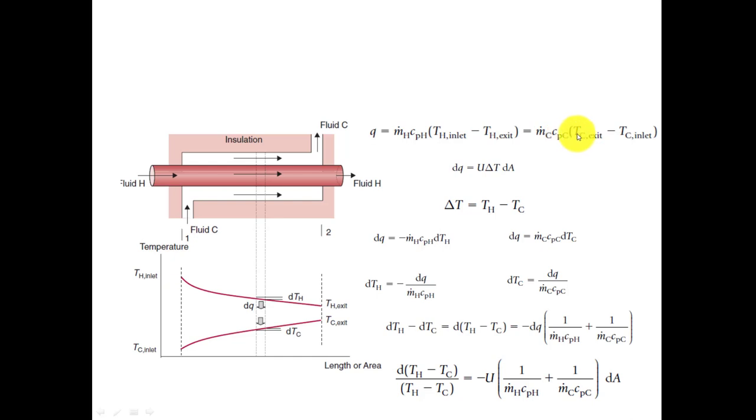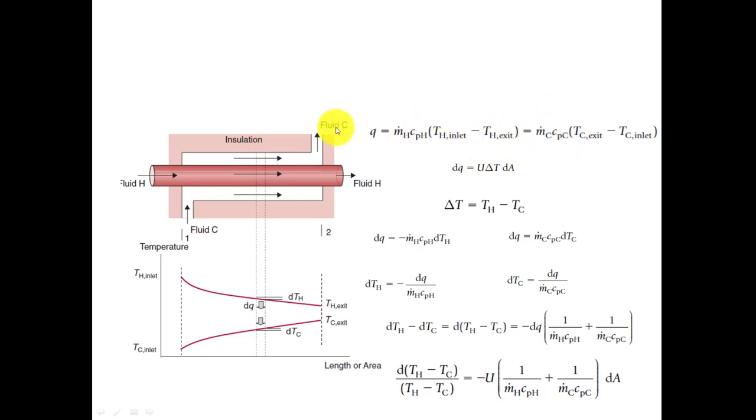mc Cpc del Tc exit, because here the temperature is high, no? In this case we have taken inlet minus exit. In this case we will take exit minus inlet. Fine. So these two portions of the equations indicate that this is the energy lost by the hot fluid and this is the energy gained by the cold fluid. Fine. But this equation does not solve any problems.